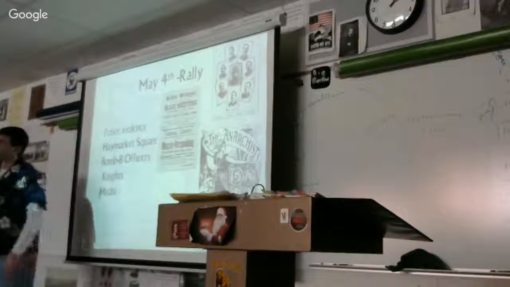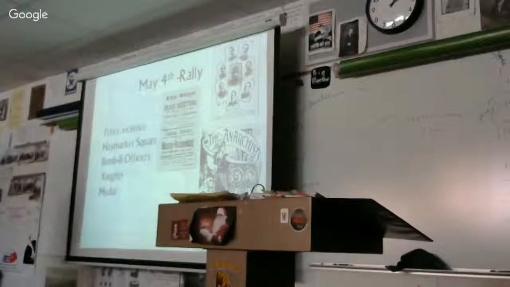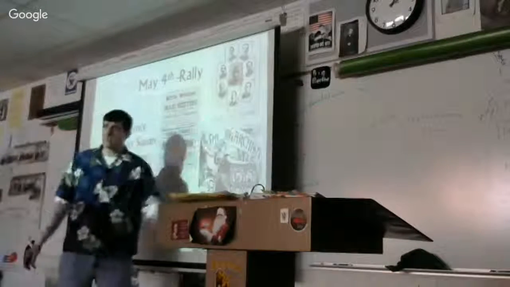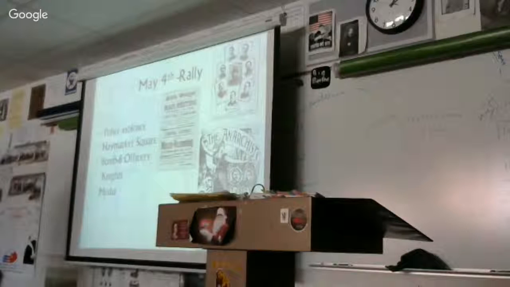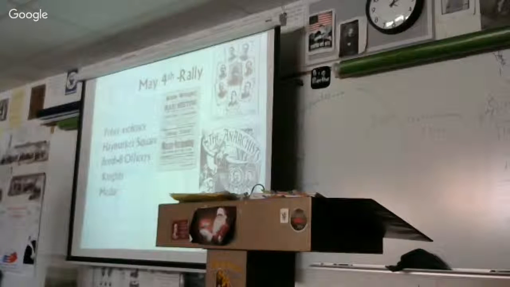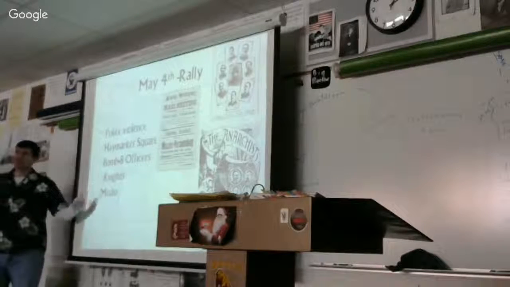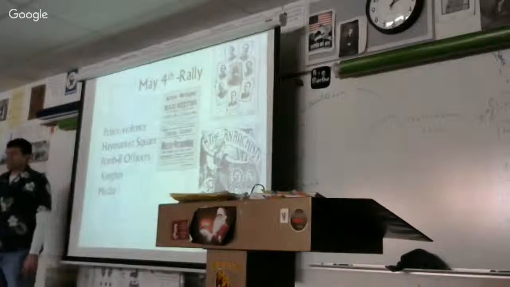Well, somebody rolled a bomb into a group of police officers. 8 officers were killed. This is a picture of an engraving of the 8 officers. Clearly an anarchist did it. No doubt about it. This is anarchist terrorism. But who was blamed? All the workers. Specifically, the Knights. The Knights of Labor were blamed.